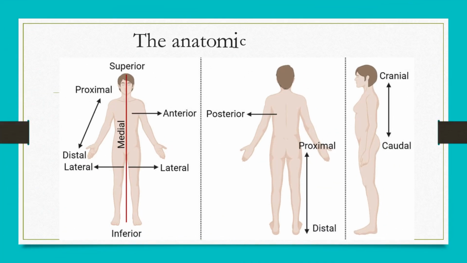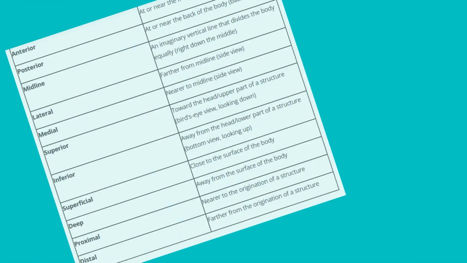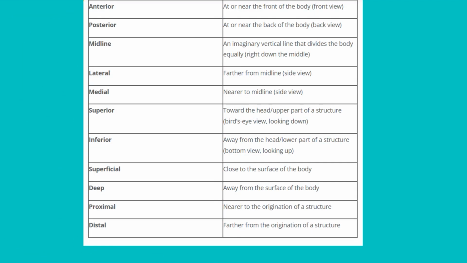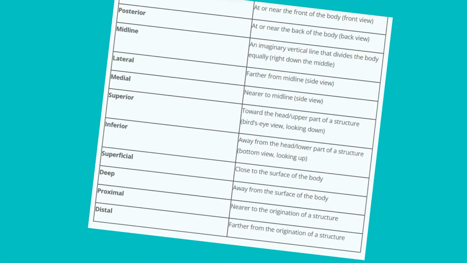Anatomical position, or standard anatomical position, refers to the positioning of the body when it is standing upright and facing forward, with each arm hanging on either side of the body and the palms facing forward. The legs are parallel, with feet flat on the floor and facing forward.